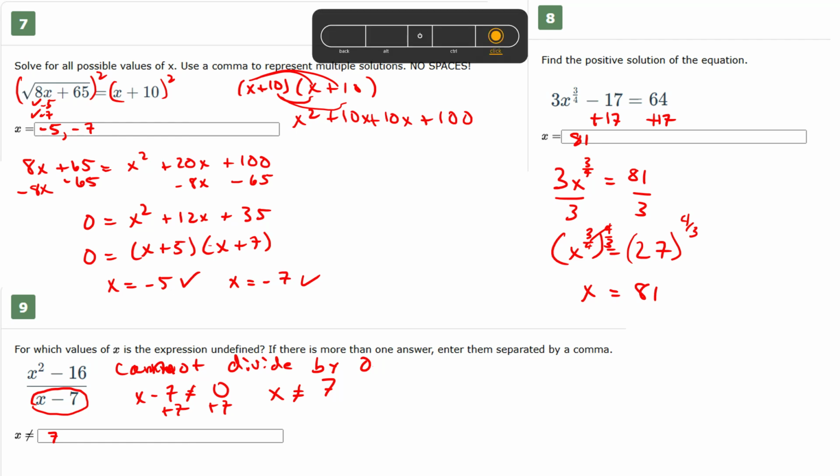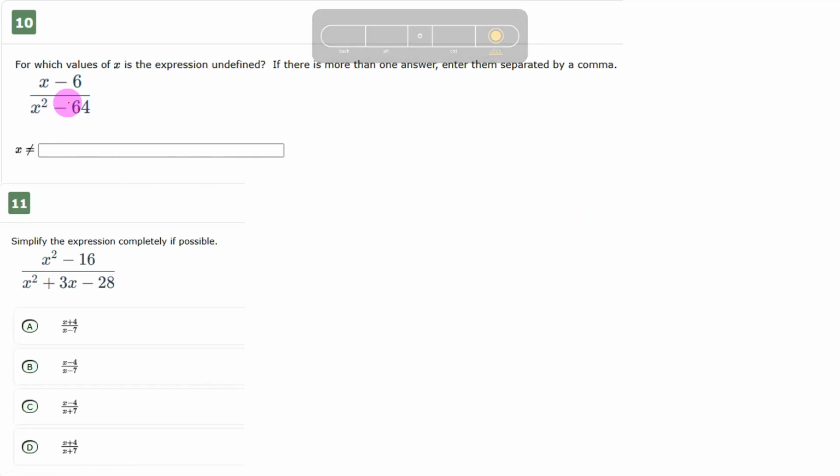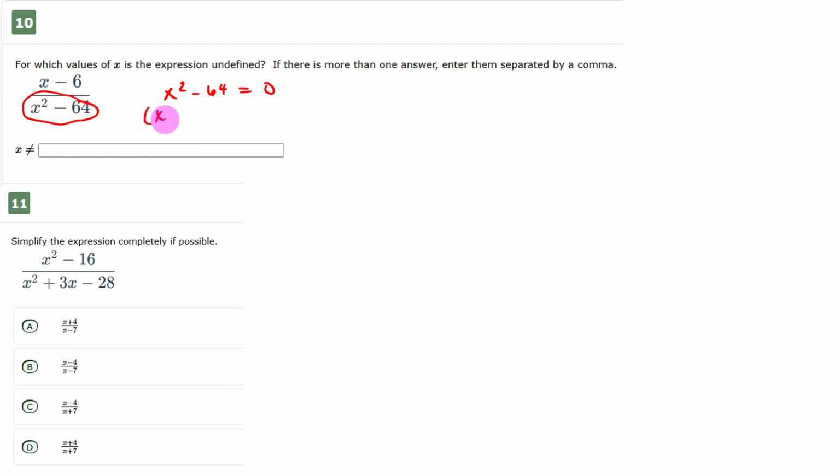Okay, now we're going to do it again, perhaps. So we take the denominator, set it equal to 0. So this is the difference of squares. Hopefully you recognize it. This is x plus 8, x minus 8 cannot equal 0. So x plus 8 cannot equal 0, x minus 8 cannot equal 0. So x cannot be -8, and x cannot be 8. So -8, comma 8.